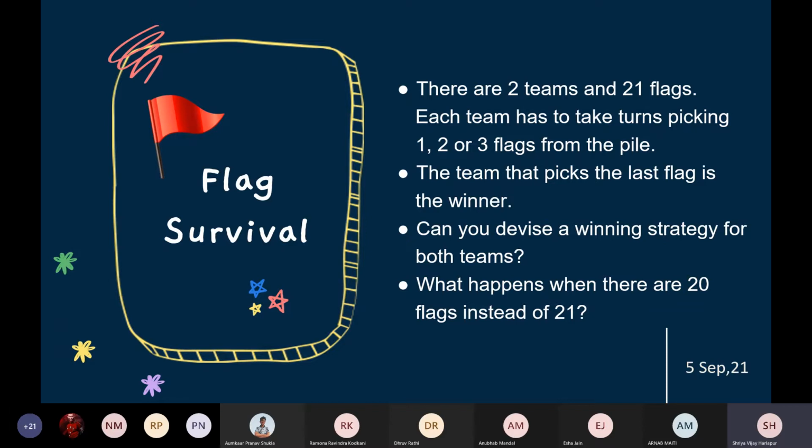There are 21 flags placed in a row, and there are two teams, and each team has to pick one, two, or three flags from the pile. So they can't pick zero flags, and they can't pick more than three. And let's say the team that picks first is team A, and the team that picks second is team B. Whoever picks the last flag is the winner. So does anyone have any strategies for how either team could win this game?